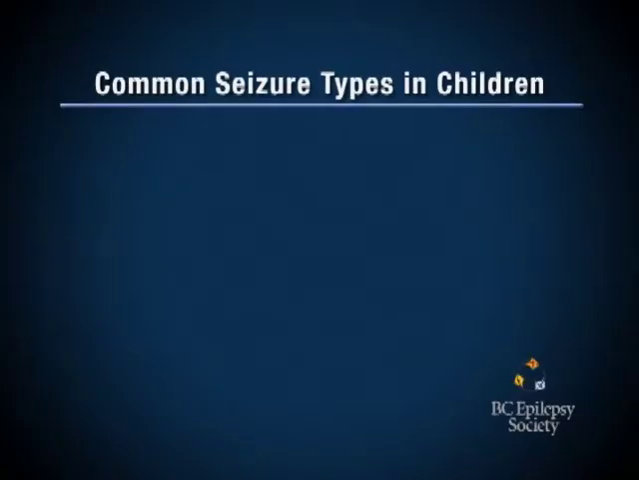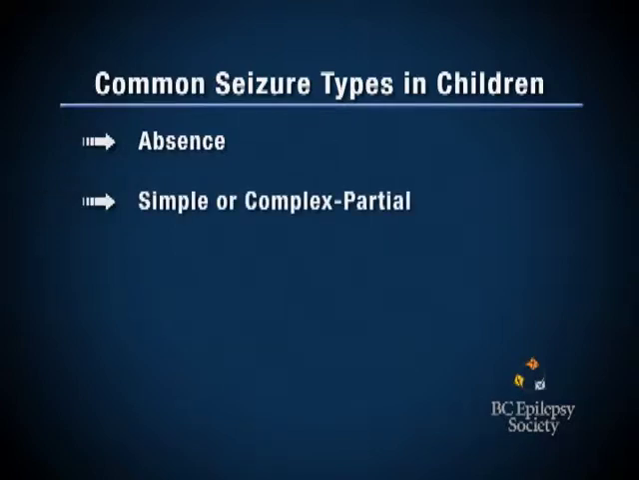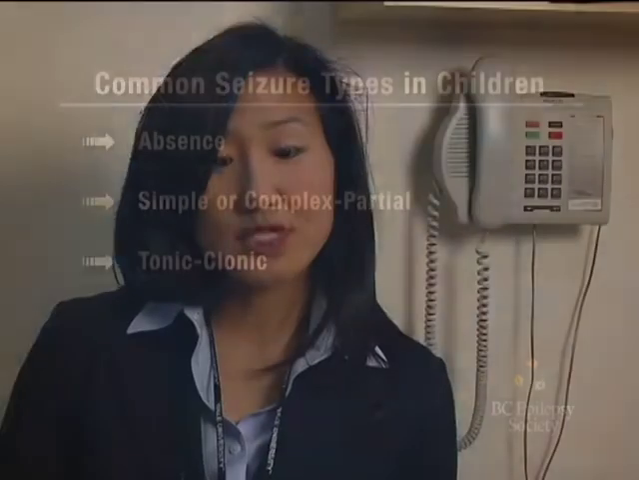The most common types of seizures in children are absence, simple or complex partial, tonic-clonic. So an absence seizure, or what they used to call petit mal seizure, is characterized by sudden onset and sudden offset of a lapse of awareness or decreased responsiveness. So it comes on quite quickly.